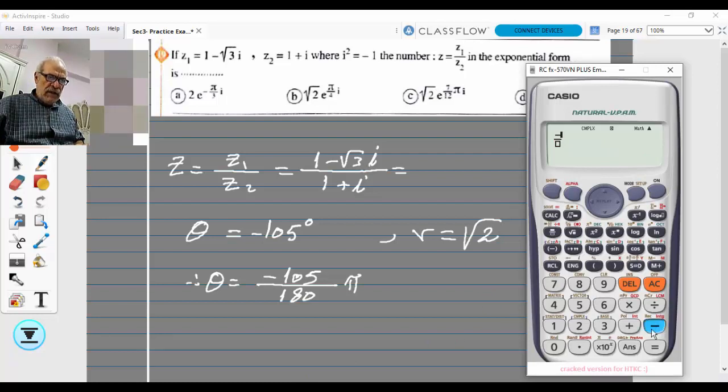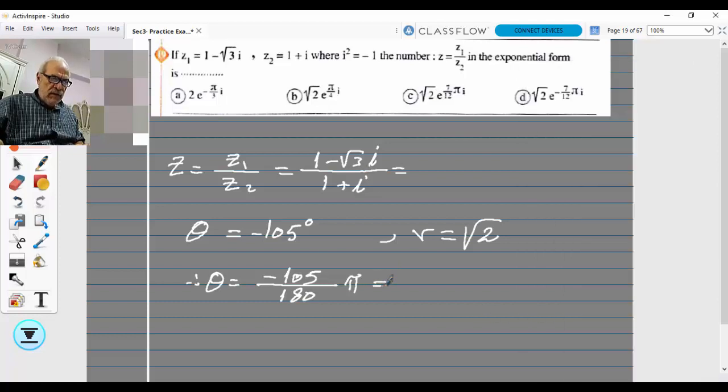Fraction negative 105 over 180 equals negative 7 over 12, equals negative 7 over 12 pi. Okay, here is the modulus, here is the principal amplitude, and this result. So z in exponential form equals root 2 e power the angle theta, negative 7 over 12 pi i.